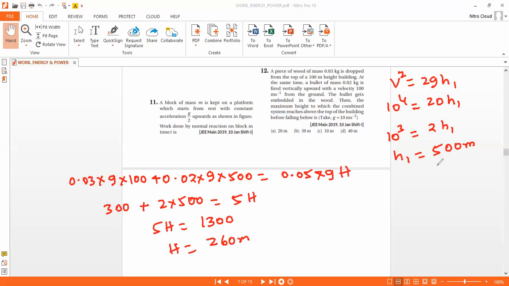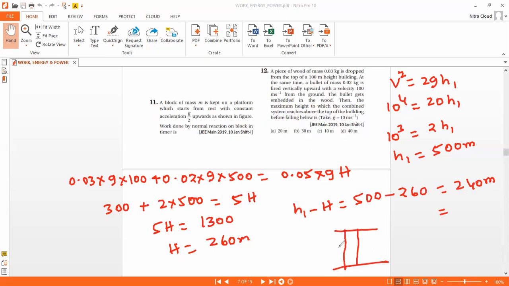So we'll find how much height it is raised, that means h1 minus h, 500 minus 260, that is approximately 240 meters. In this, 100 meters it is dropped. Okay, 100 meters it is dropped means from here 100 meters, and here is also 100 meter. So 240 minus 200, that is 40 meter. Option D.